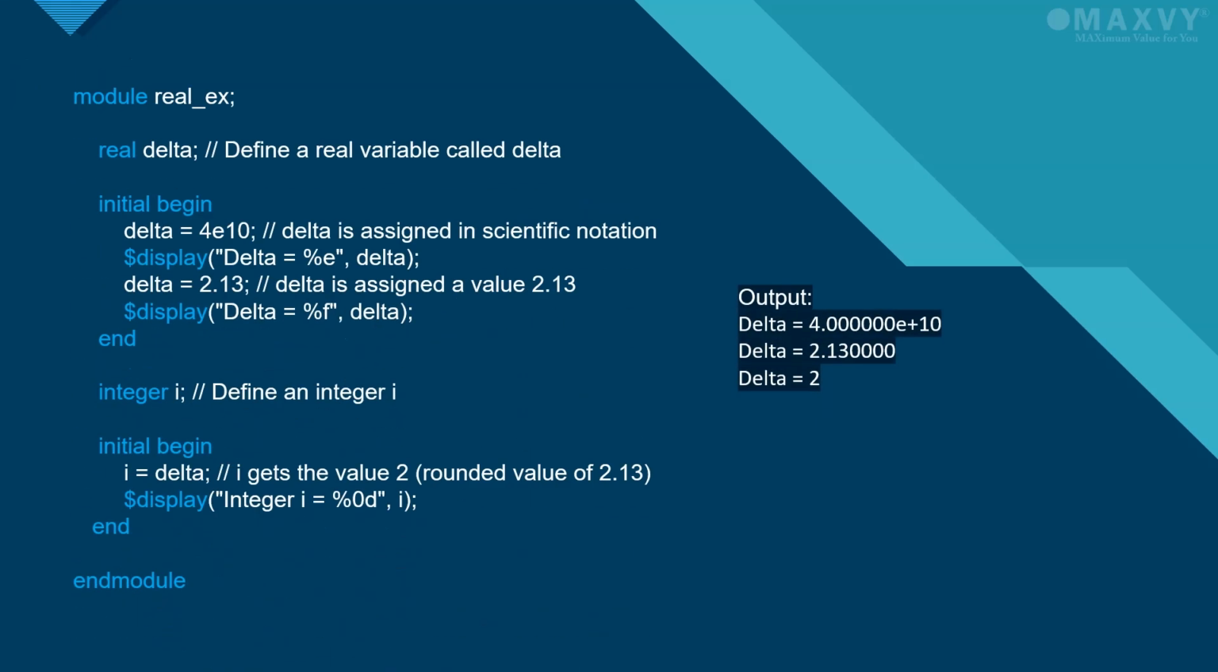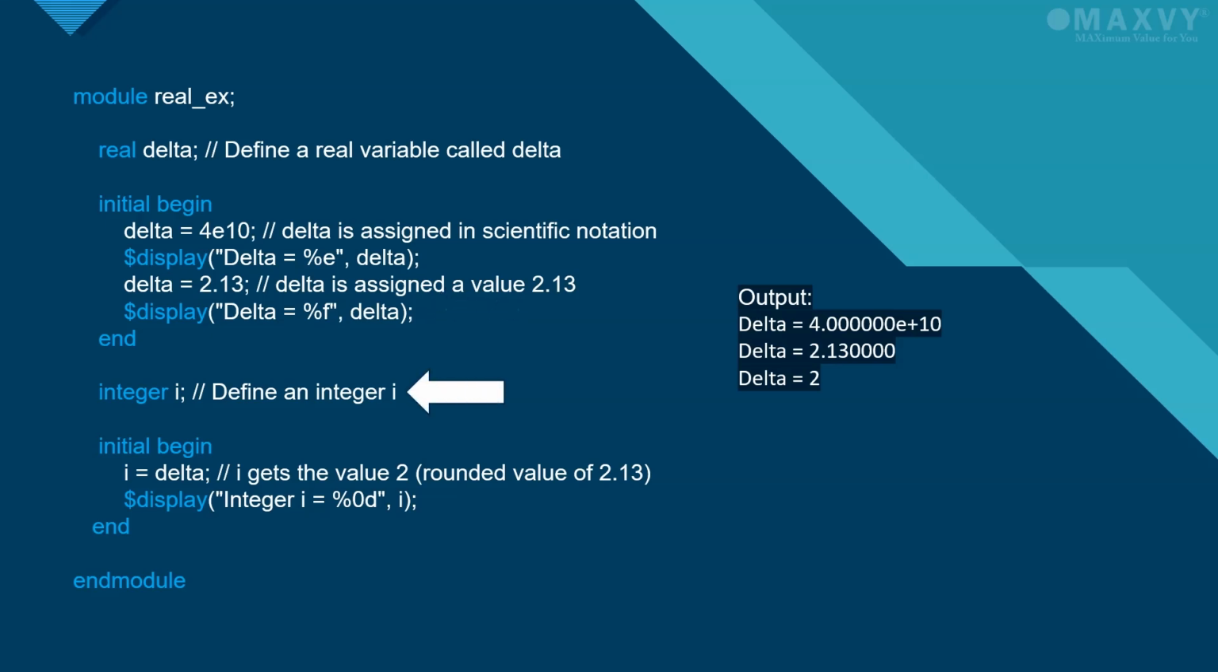In this slide, we have an example Verilog module named real_ex. We declare a real variable delta. In the initial block, we assign delta a value in scientific notation, 1E10, and then we use the $display system task to print its value. The %e format specifier displays the number in scientific notation. Next, we assign delta a real value 2.13 and then print it using the %f format specifier, which displays the number in floating point notation.